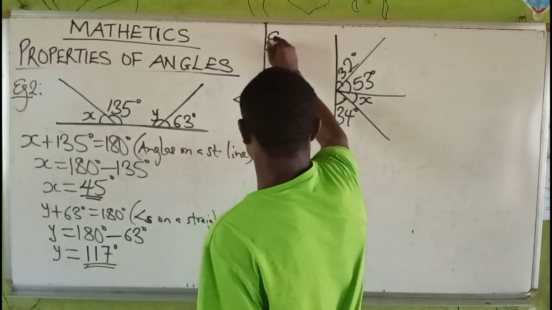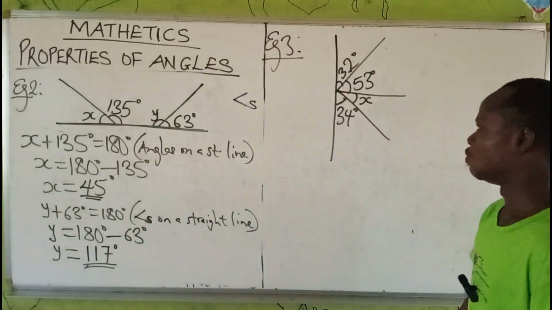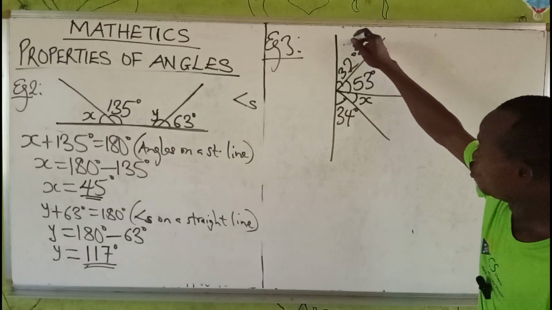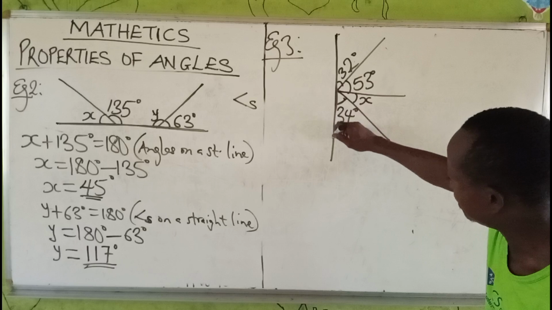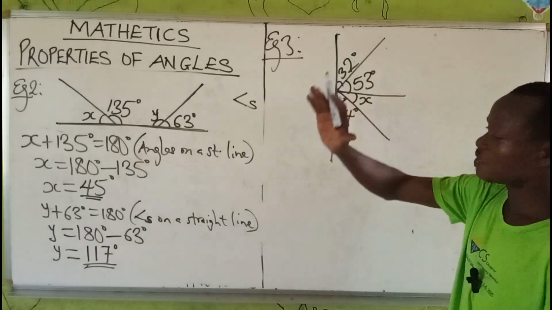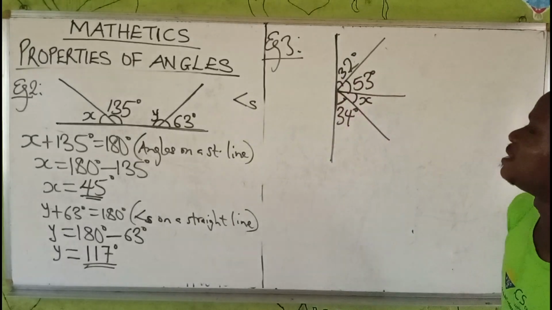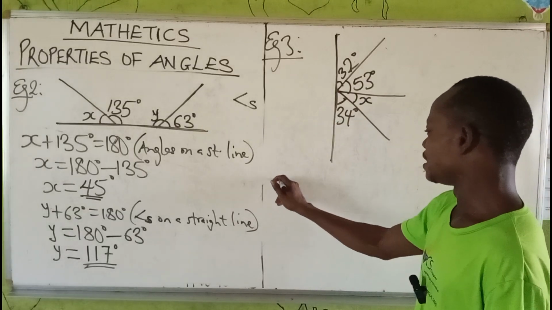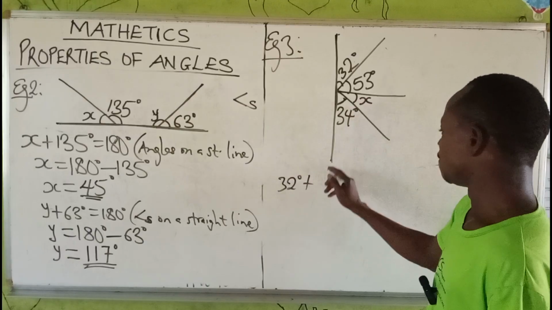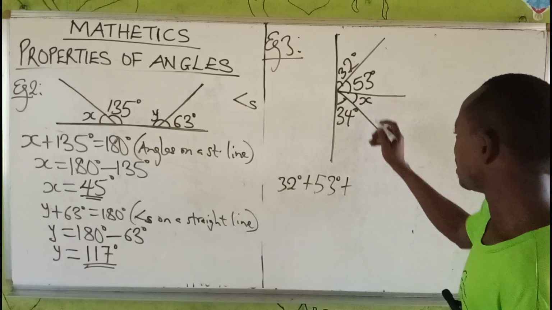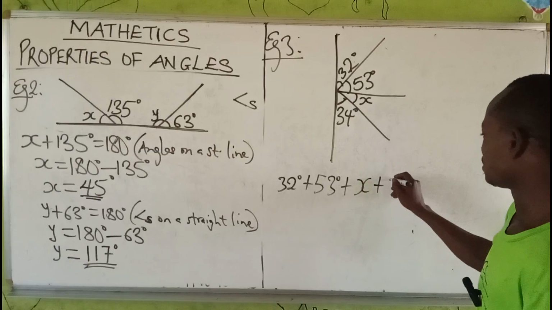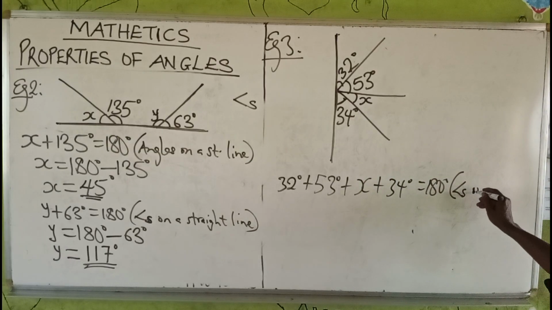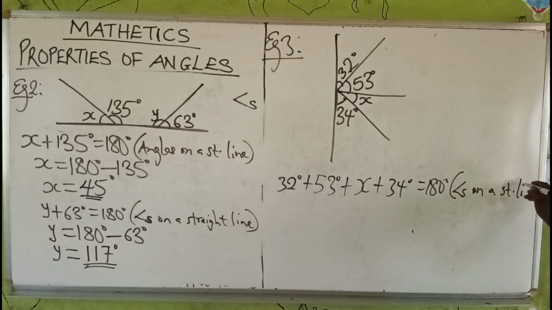Okay, let's move to question number 3. For question number 3, we have just one unknown angle here, that is X. If we look, we have a vertical line like this, which is a straight line. That means all these angles are meeting at that straight line. So we will still use the same angles on a straight line. That means we have 32 degrees plus 53 degrees plus X degrees plus 34 degrees equal to 180 degrees. And the reason is angles on a straight line.